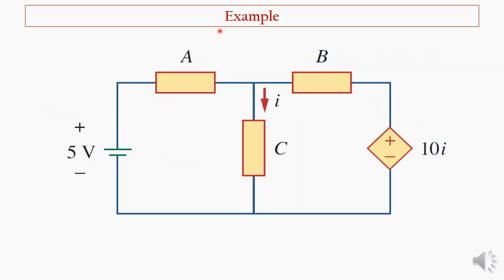Let's take an example. This is an independent source. This is a dependent source. It is a 5 volt DC voltage source. This one is again a voltage source which depends on current I, and current I is flowing through the element C. This current is controlling the voltage source. That's why it is called a current controlled voltage source.